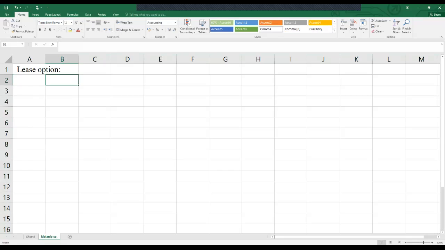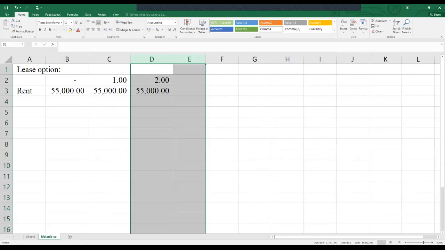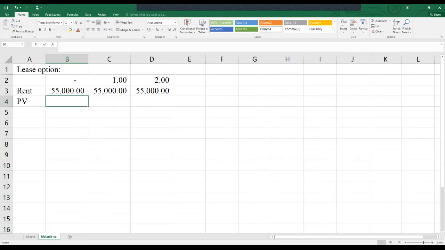So you're paying a lease rental in year 0, year 1, and year 2. The cash flow, or the rent you pay, just call it rent. You've been told you'll be paying 55,000 each year: beginning of year 1, which is year 0; beginning of year 2, which is year 1; beginning of year 3, which is year 2. And so we get the NPV. We discount them at the cost of borrowing, which is 8%.